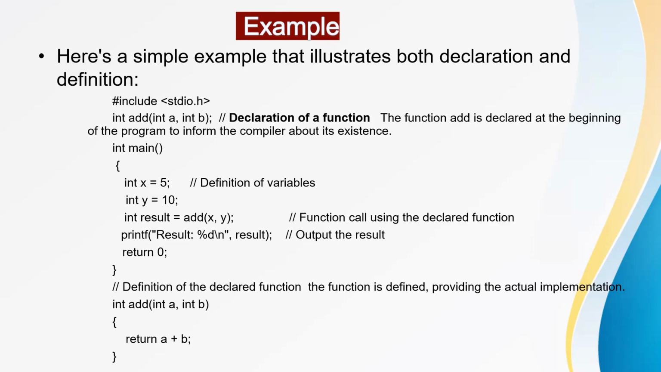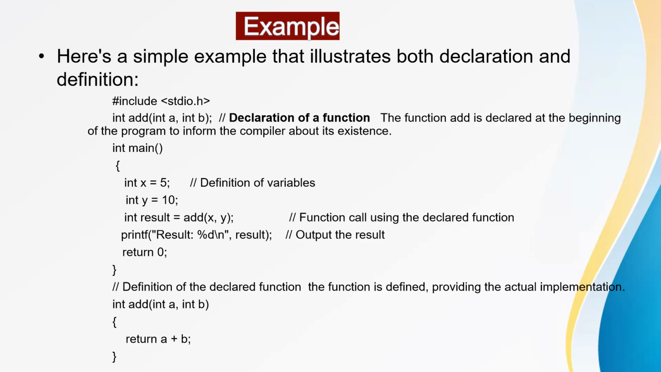Before a definition, we want to declare the functions. If we don't want to declare directly, we define at the top of the file. Directly we define, and declarations are not needed in this scenario. So this is a simple example for declarations and definitions.